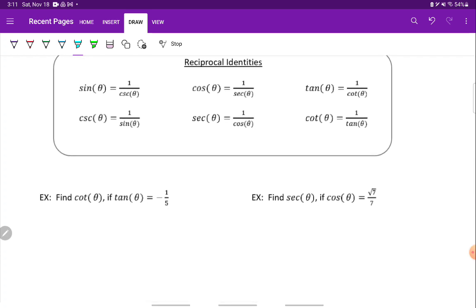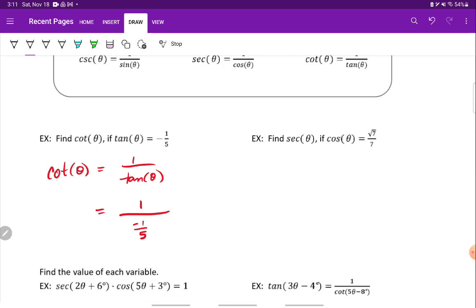So let's find cotangent if tangent of theta is equal to negative 1/5. Well, we know that cotangent is the reciprocal of tangent. So that means we'll have 1 over negative 1/5. And we will multiply by the reciprocal of the second fraction and get cotangent to be equal to negative 5.